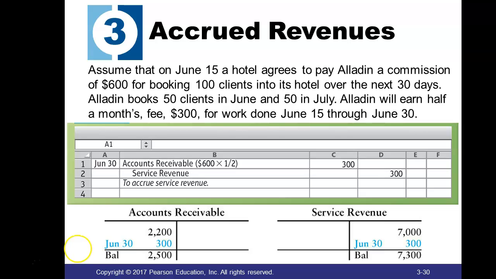So let's assume that in June, the hotel agrees to pay Aladdin a commission on $600 for booking 100 clients to his hotel over the next 30 days. Aladdin books 50 clients in June and 50 in July. Aladdin will earn half its month's fee, $300 for work done from June 15th to June 30th. And note, we have not recorded this transaction. And note also, the client has not paid us.